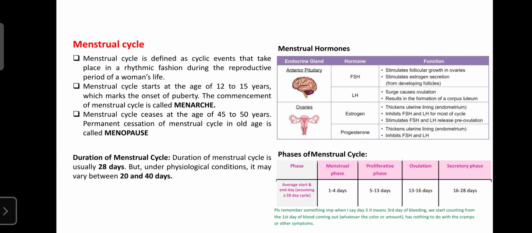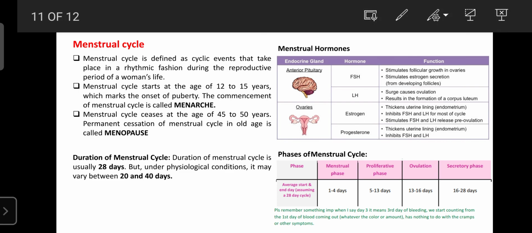I have highlighted it here for you. The menstrual cycle is defined as a cyclic event that takes place in a rhythmic fashion during the reproductive period of a woman's life. It starts at the age of 12 to 15 years, which marks the onset of puberty. The commencement of the menstrual cycle in a female is known as the menarche. The permanent cessation of the menstrual cycle in old age, at 45 to 50 years, is known as the menopause.